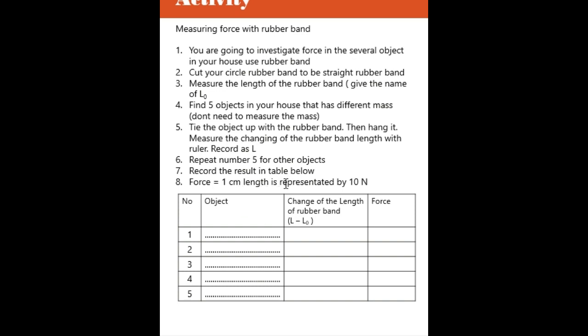1 centimeter of length is represented by 10. In this table, you already get 2 centimeters. So 2 centimeters times 10, so this one is 20. Or after you find the gap between the initial and the final length, let's see, the result is 5.2 centimeters. So 5.2 centimeters times 10. The result will be 52 newtons.